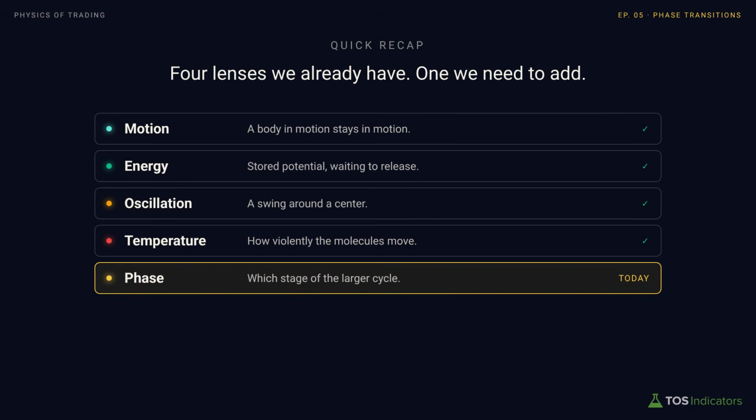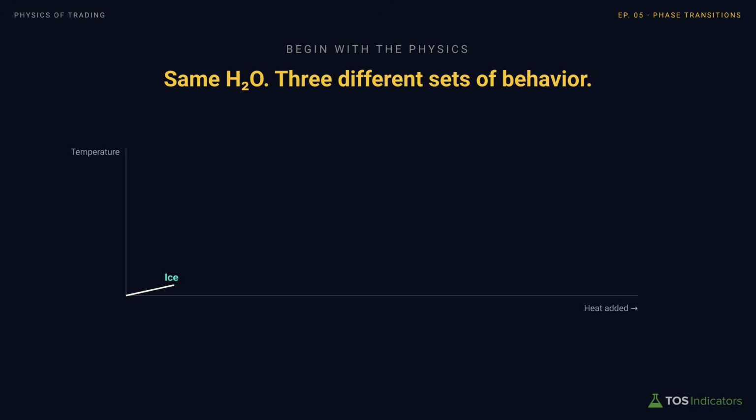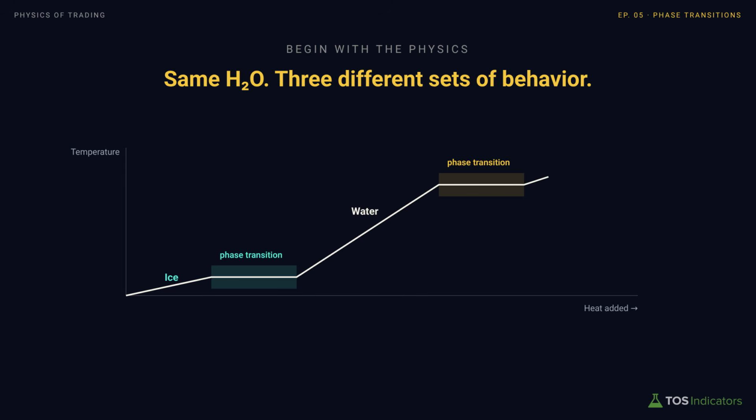Now, if you begin with physics, in thermodynamics, a phase is a state of matter with stable, repeatable properties. Water at room temperature is liquid. Lower the temperature past 0 degrees and the same H2O molecules start to organize into ice. If you raise it past 100, you get steam. So 3 different sets of behavior from the same exact substance. Now, what's interesting is not really that these phases exist, but that the transition between them is not gradual.